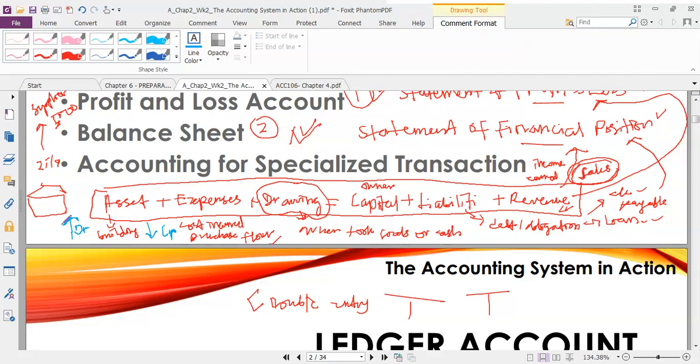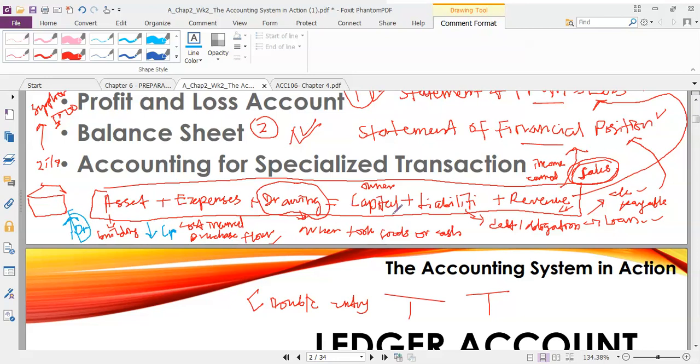Okay, you must refer to an arrow here. When increasing, I put the arrow upside. If decreasing, I put arrow down. Downside, that is credit. If increasing, element asset, expenses and drawing, we must put in debit. You must remember that.